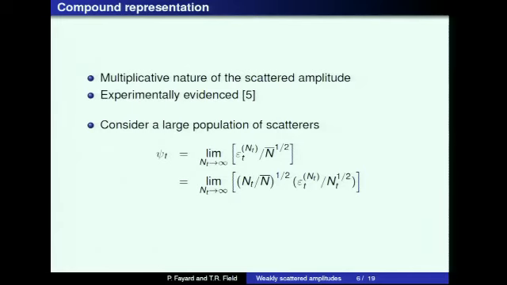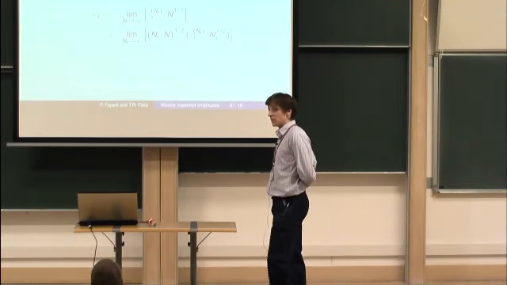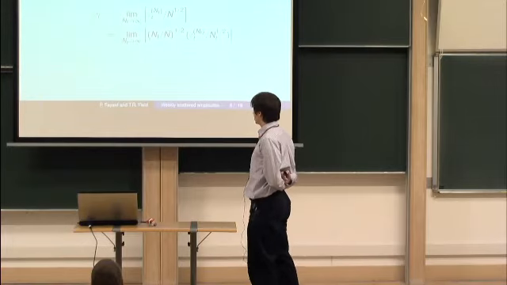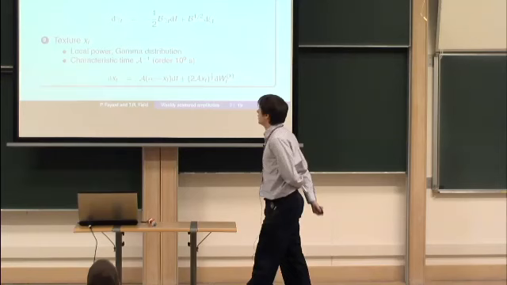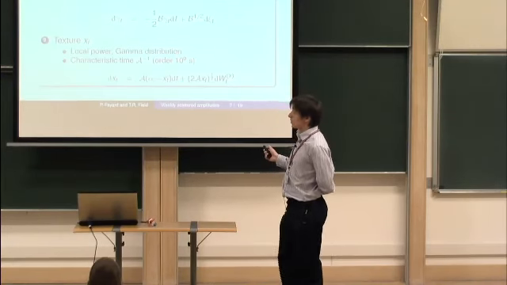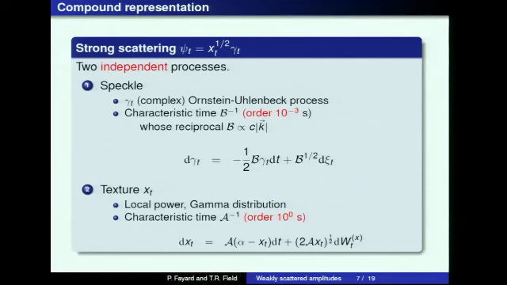So basically you do two things. First, you consider the normalized scattered amplitude psi of t, and then you consider separately the time evolution of the number of steps in your random walk, and that term is more or less the scattered amplitude you get from a constant number of steps. And this is what is called strong scattering. So basically you are writing psi of t in terms of a speckle gamma t modulated by the square root of a texture x of t. And those two processes are independent.